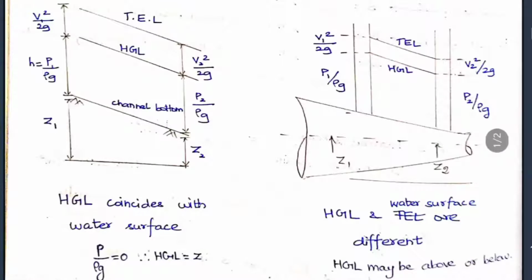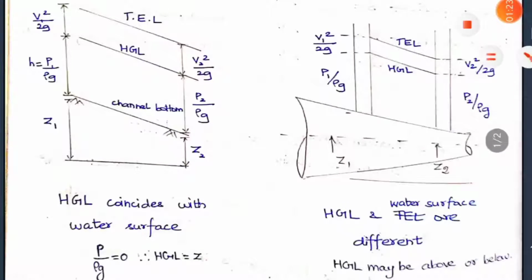Whereas in the pipes, we will have the hydraulic gradient line at a certain height, and above that we will get the total energy line. In some cases, the hydraulic gradient line can be below that and above that also, because we have already seen the pressure may be positive or negative in the pipe. So when it is positive or negative, the HGL may change with respect to that, below or above the total energy line. This is the basic thing you should know between the open channel flow and pipe flow.